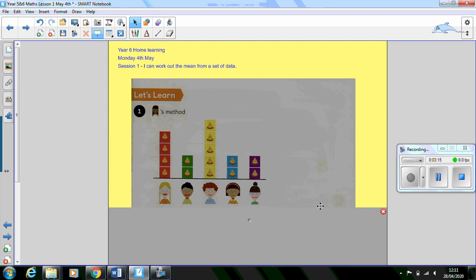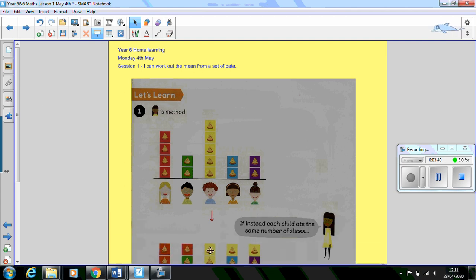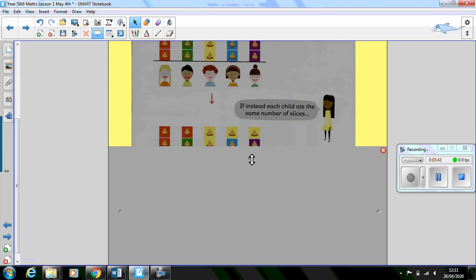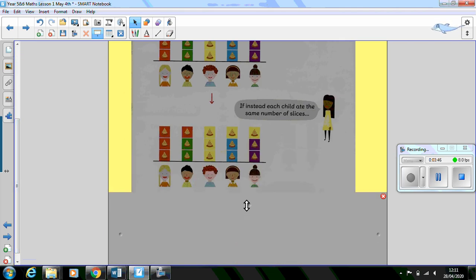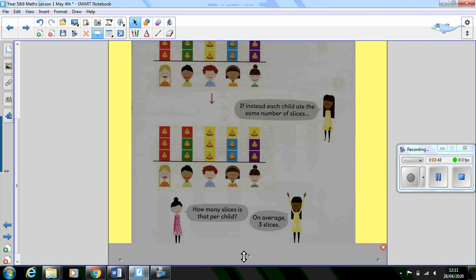So we've got some methods now. We've got Lulu's first of all. What Lulu said is she's looked at the number of pizza slices eaten by all of the children. And she then took the total and shared them equally between all 5 children. So she worked out that there are 15 pizza slices altogether, and she shared them between all 5 children equally, and realised that each child would have 3 pizza slices each. So in effect, she has divided 15 by 5 to get an average of 3.